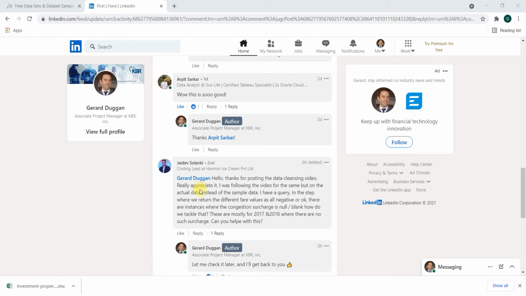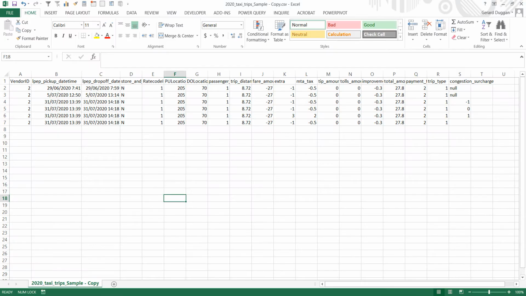So Jaidev asked me earlier today, he was reviewing the Power Query cleaning video, and he asked me in the step where we were looking at all negative values, there were potentially some instances where the congestion surcharge was null or blank. I think these were mostly in the early 2017 values where there may not have been a surcharge, and how we could amend the calculation to look at that. So I've had a quick look at this and I may have a potential solution.